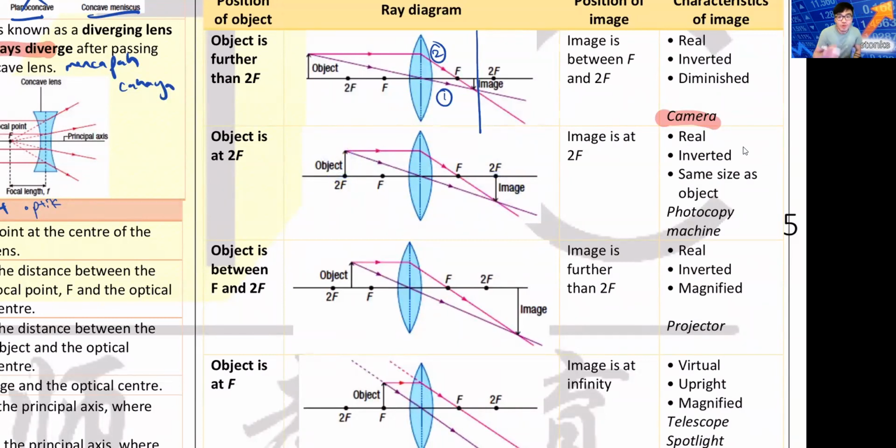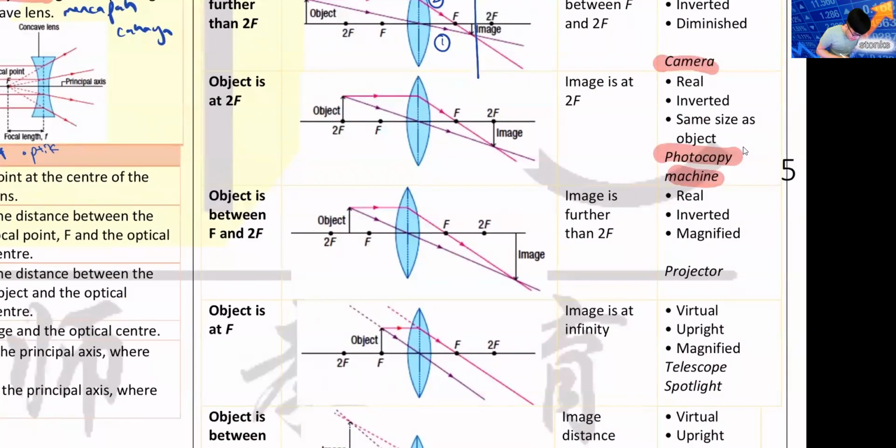So where do you get this? Where do you produce something the same size? Your photocopy machine, your photostat machine. When you're trying to photostat something, you're trying to create the exact same size of the paper, isn't it? So that's your photostat machine. If you look at your photostat machine, have you looked at one before? There's a light ray that goes through to scan your thing, and on that scanner you will see a lens. That's this lens, to try to capture whatever image you're using.